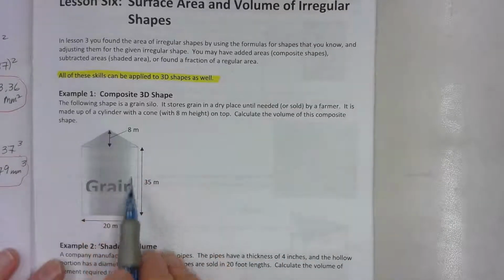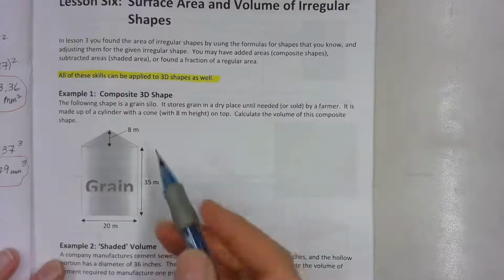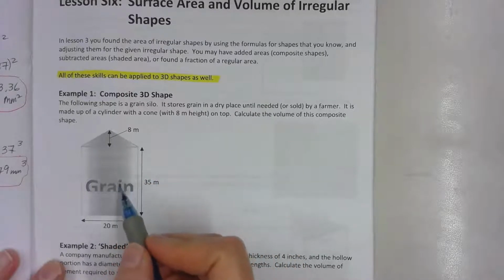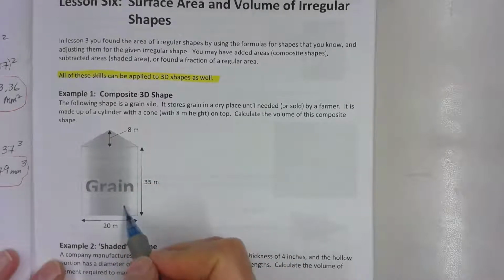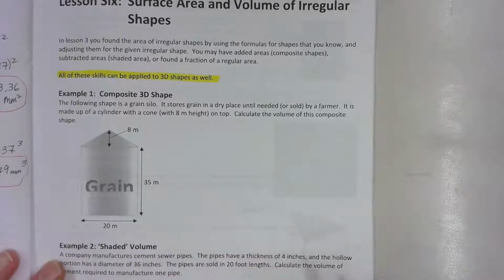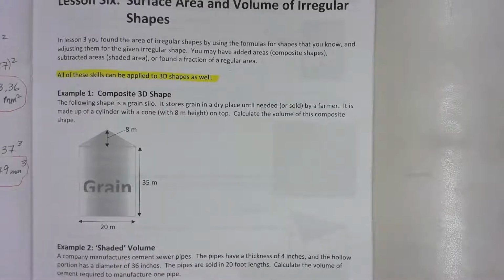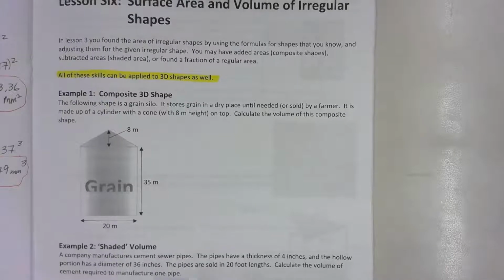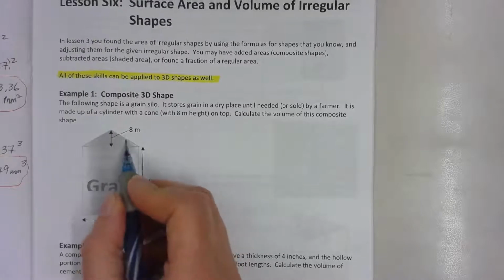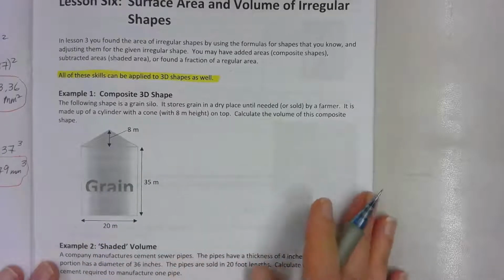The following shape is a grain silo. So for those of you who've never seen these, these are huge, usually circular structures in the middle of prairies, and they were used to store grain, things like wheat and oats. It stores grain in a dry place until needed or sold by the farmer. It is made up of a cylinder with a cone. Calculate the volume of this composite shape.